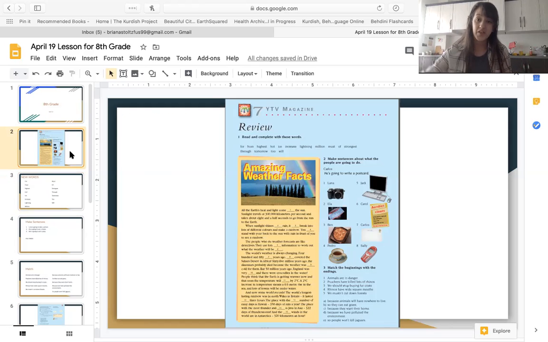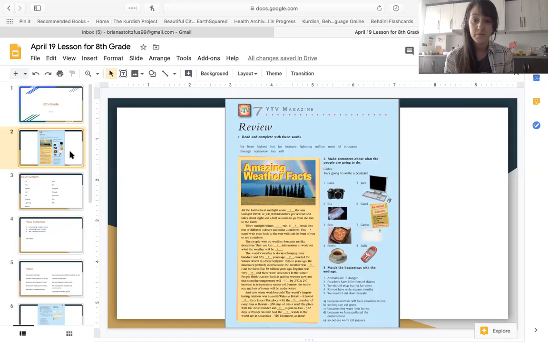Number 13, the place with the highest number, so a number like 1, 2, 3, 100, 200, the highest number. Number 14, with the most thunder and lightning. Thunder and lightning always go together. And number 15, strongest winds. Wind is air moving fast. The strongest wind in the world is in Antarctica. These are important facts to know about weather.